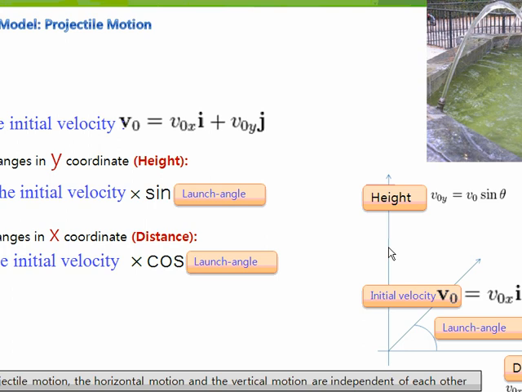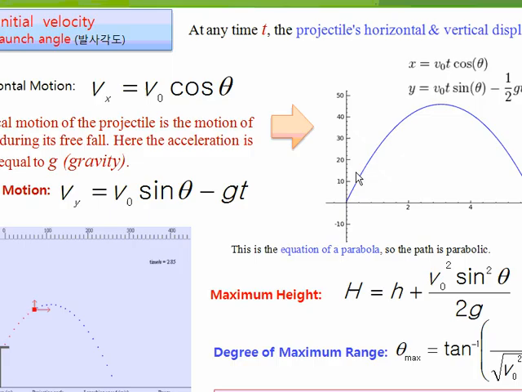In this motion, the horizontal motion and the vertical motion are independent of each other. At time t, let V0 be the initial velocity and theta the launch angle. At any time t, the projectile's horizontal and vertical displacement can be obtained in this way. If you throw something from here, the change on the x-axis can be obtained in this way, and the change on the y-axis can be obtained in this way, because of gravity.